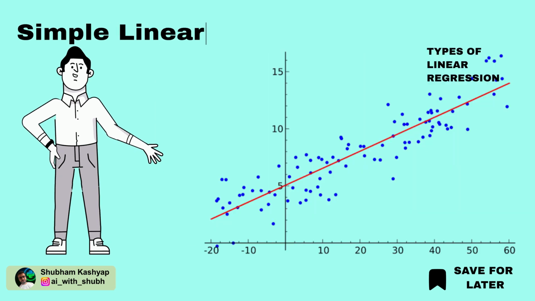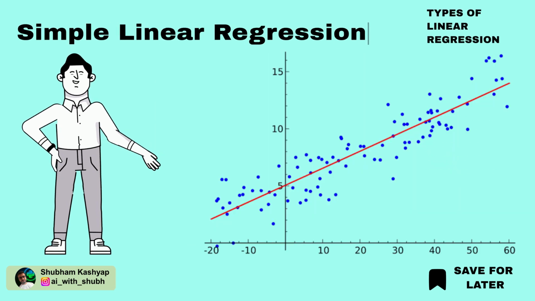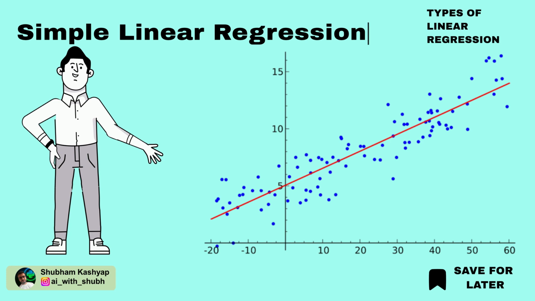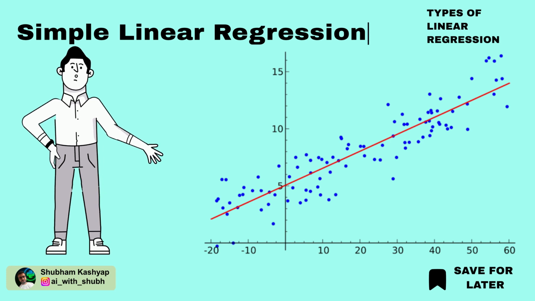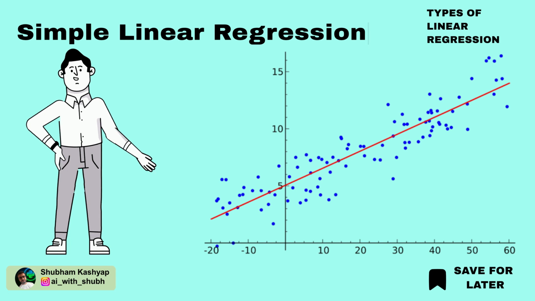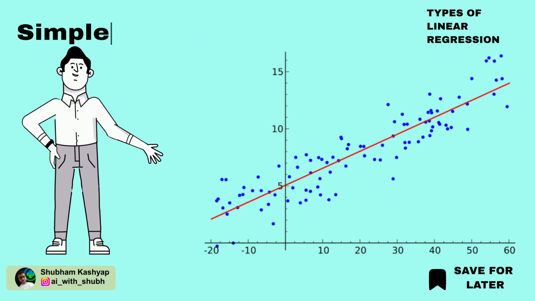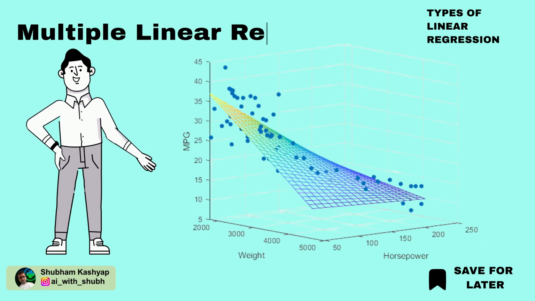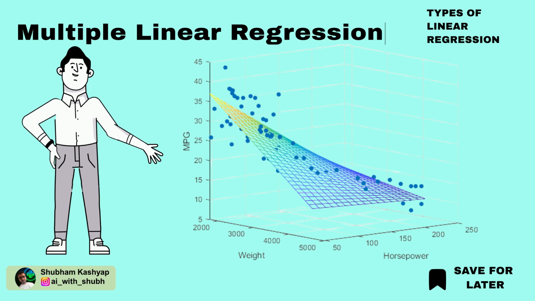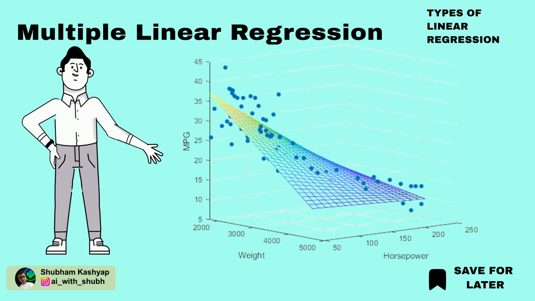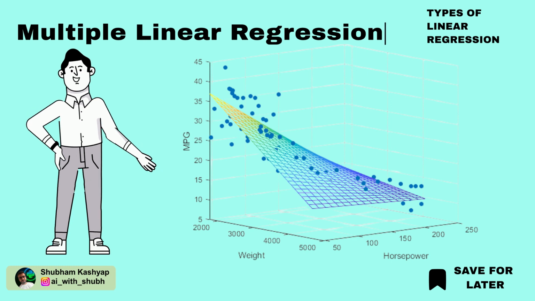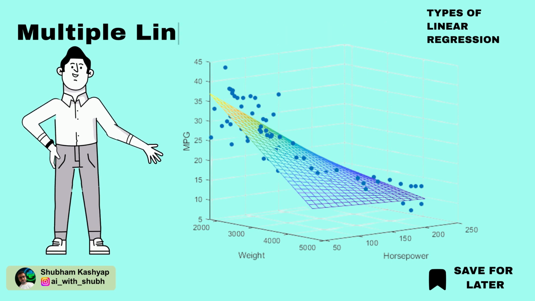Types of linear regression. Simple linear regression. This is the basic form of linear regression, involving a single independent variable, the predictor, used to predict a continuous dependent variable, the target. The relationship is represented by a straight line. Multiple linear regression. In this variant, multiple independent variables are used to predict the dependent variable. The relationship is represented as a linear combination of these predictors.